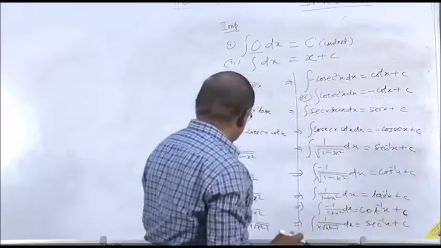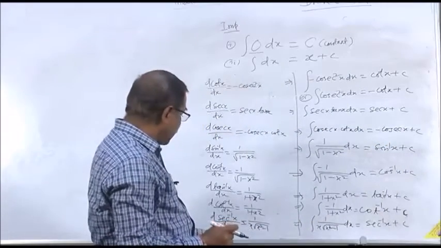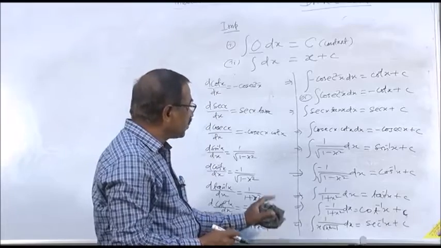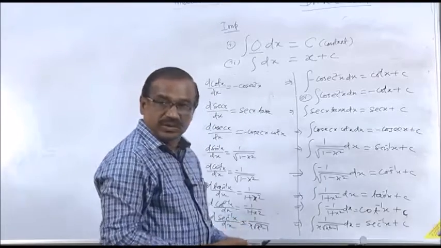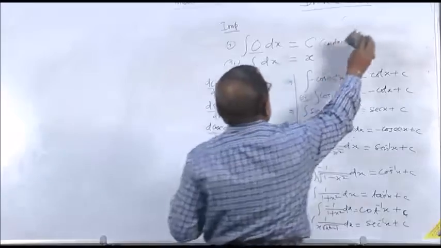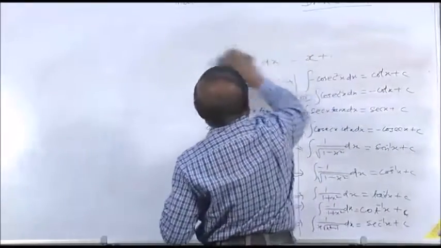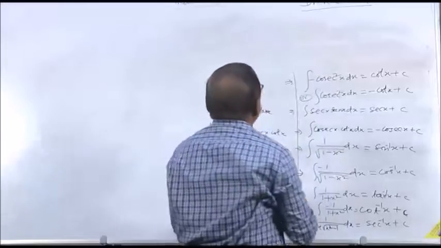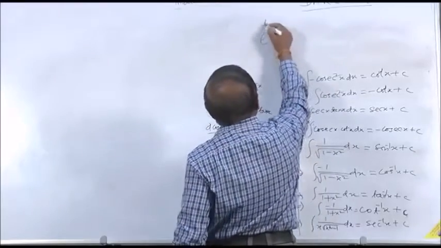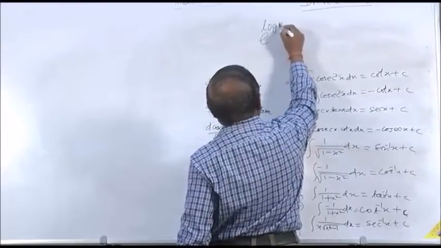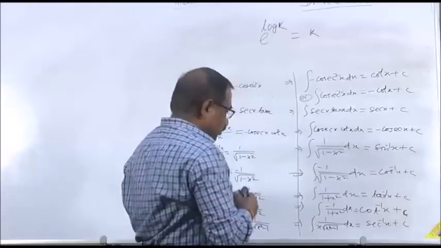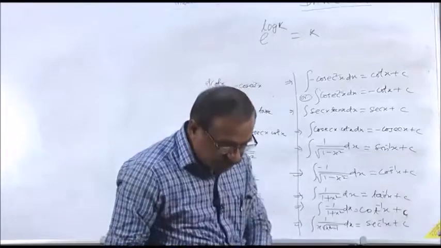The last one is cosec inverse. d cosec inverse x by dx will be minus 1 by x into root over x square minus 1. Now we shall remember another important thing. You see, e to the power log k is equal to k. That we have to use to solve some problems.